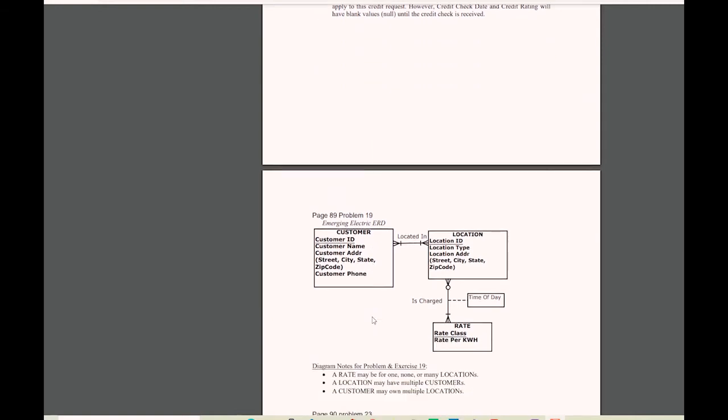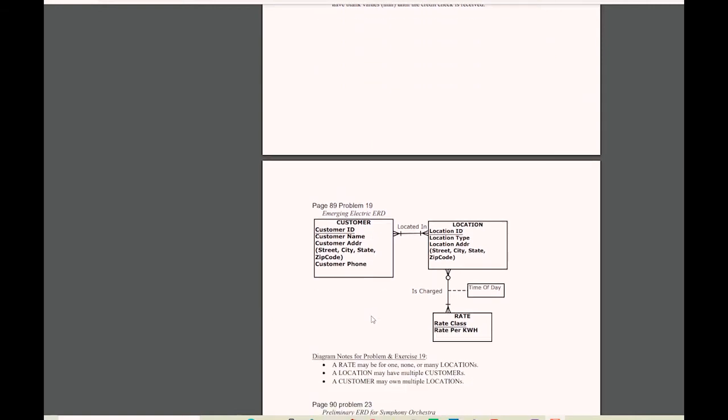All right, the next one here is Emerging Electric. Emerging Electric has customers that have locations, and locations have different rates depending on time of day. So here we have the customer information, here is the location. So they have one or more locations on both sides here. And then they have certain rate classes with time of day. And then the rate class may not even ever be charged for a location at all, depending.